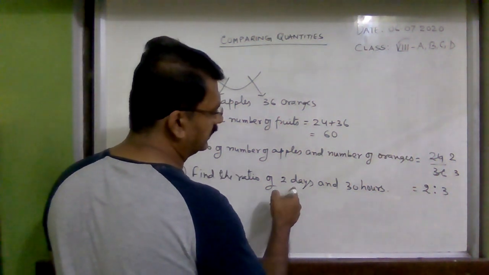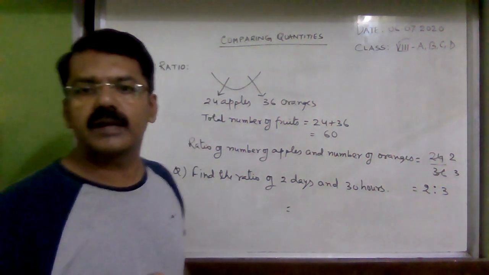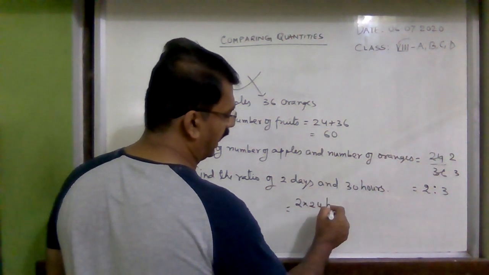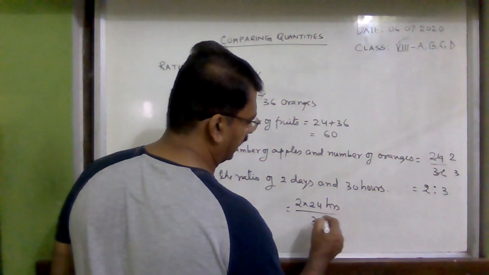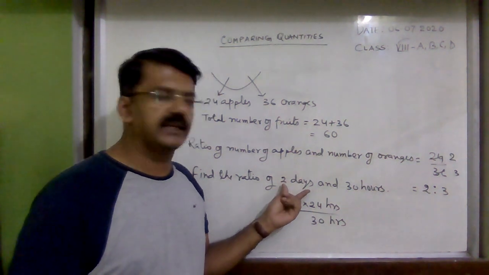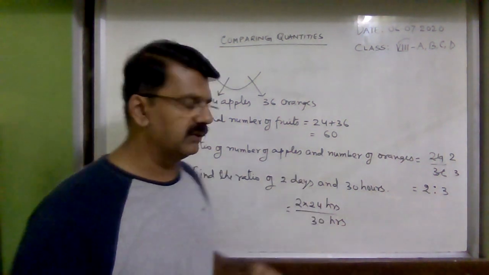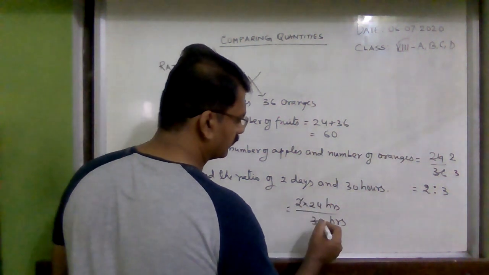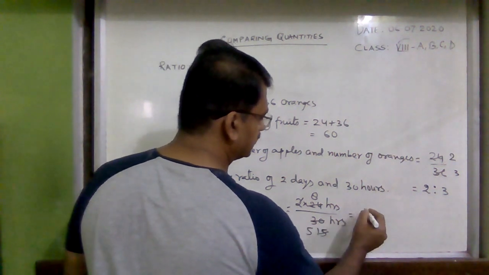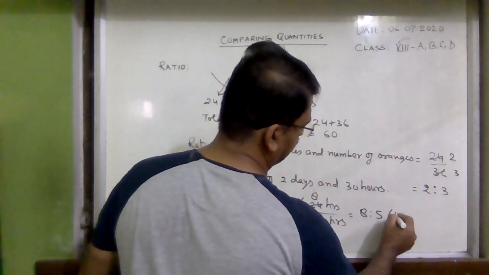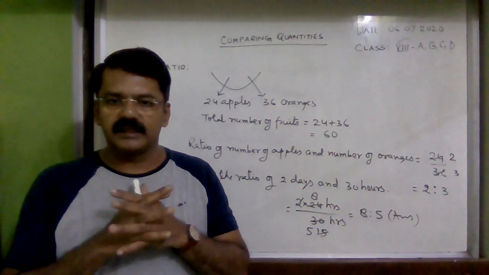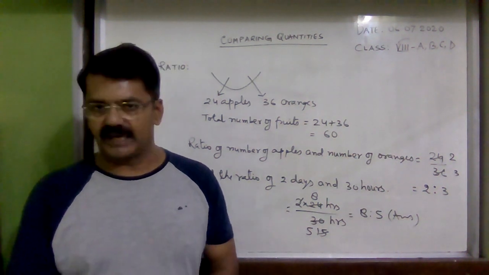So you have to convert the days into hours. As you know, in 1 day we have 24 hours. So 2 days means 2 into 24 hours upon 30 hours. So we can convert this quantity which is in days into hours, and then we will find the ratio. So your answer will be 8 is to 5. That is your answer. The ratio will be 8 is to 5. So always remember that you have to check that the unit must be the same.